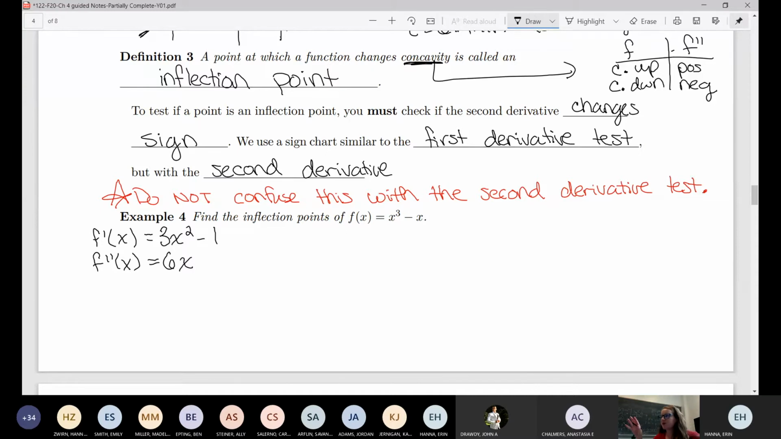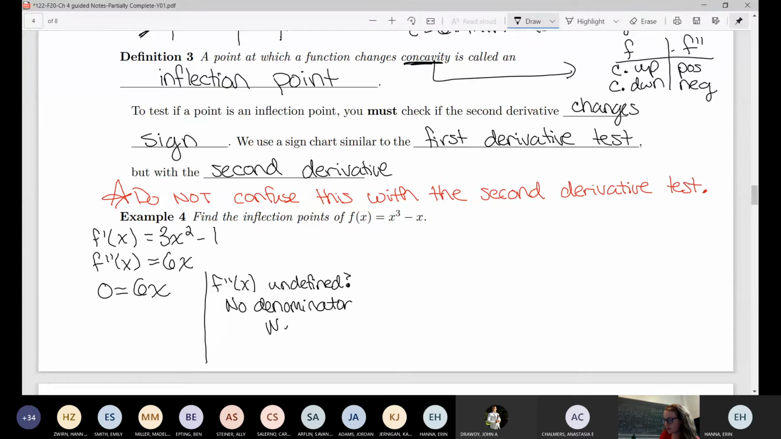So we want to find where the second derivative is 0, and then use that number line to figure out whether it's positive or negative in each piece. So we found the second derivative, so let's set it equal to 0. We also, I should be clear, need to make sure that the second derivative is never undefined. There's no denominator, so this is never undefined.